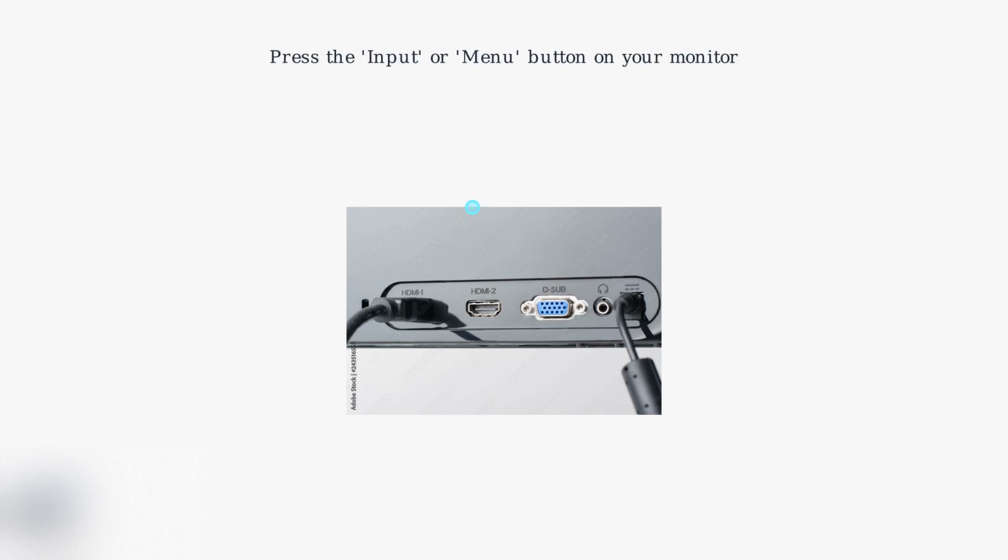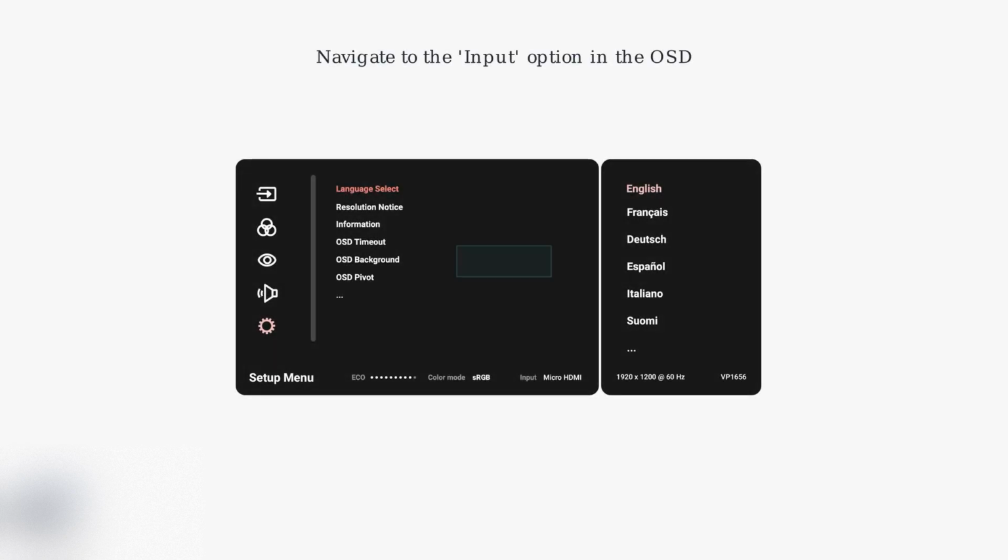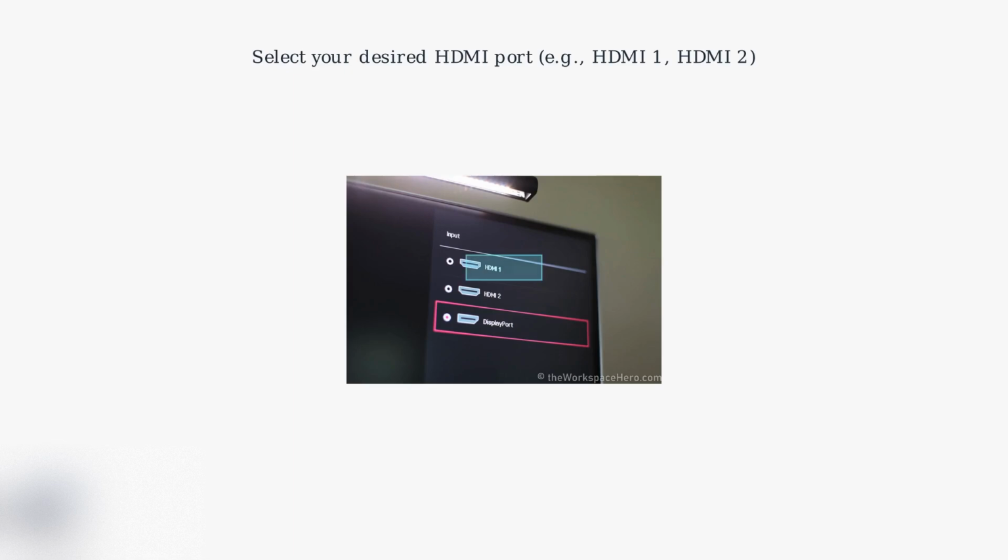Press the Input or Menu button on your monitor. Navigate to the Input option in the OSD. Select your desired HDMI port, e.g. HDMI 1, HDMI 2. The monitor will switch to the selected input within seconds. This is useful when you want direct control over which device is displayed.